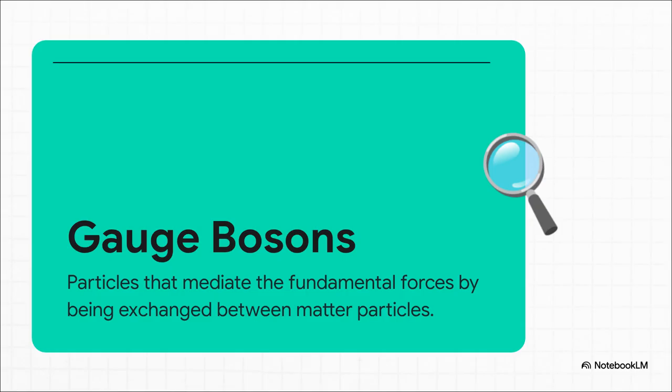These force-carrying particles are called gauge bosons. The best way to think about it is like 2 people standing on ice skates. If one throws a basketball to the other, what happens? They both get pushed apart. The basketball itself is carrying the push. That basketball, that's the boson.